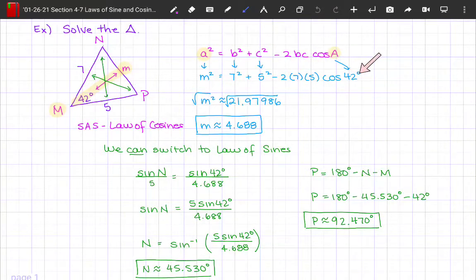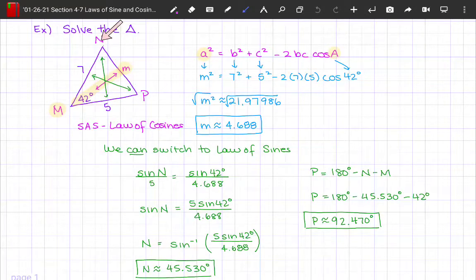And now this is actually pretty straightforward because you just type all that into a calculator or into Desmos. You get this approximately, take the square root, and there you go. There's your little m. So you just have to know how to plug into the formula. Now once you get this, then we have to find two other angles. And it doesn't matter which angle we find. So I just went ahead and found n.